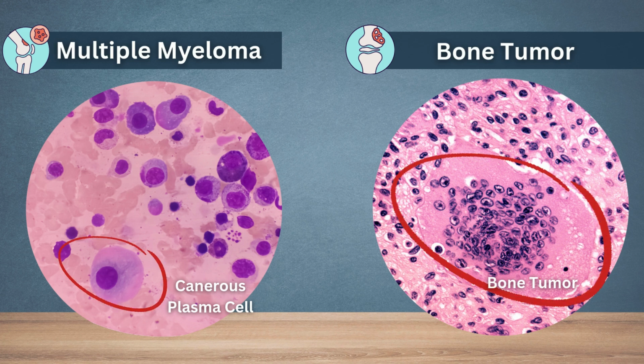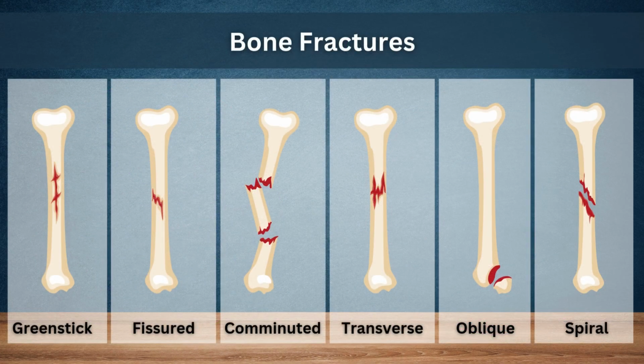To the right is a micrograph of a bone tumor. This is the development of a tumor in the bone. There are 6 types of fractures that can occur with bone injury, including greenstick, fissured, comminuted, transverse, oblique, and spiral. We will view these in detail in this week's lab.